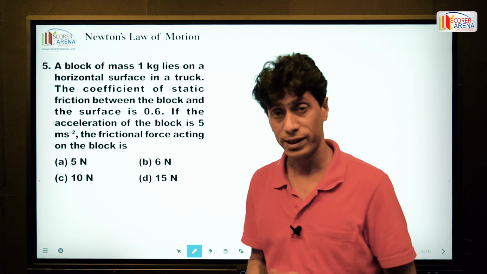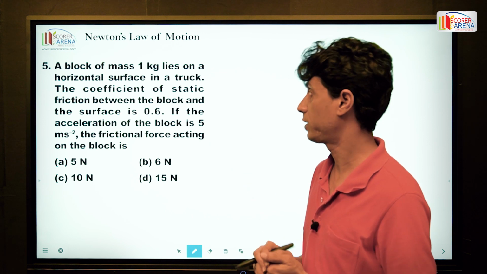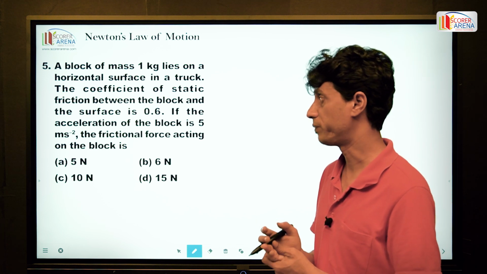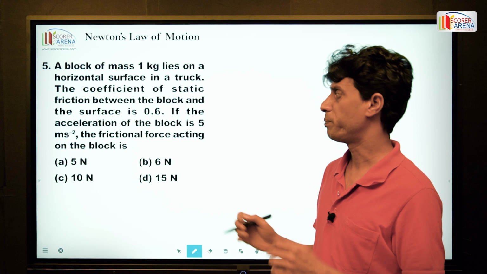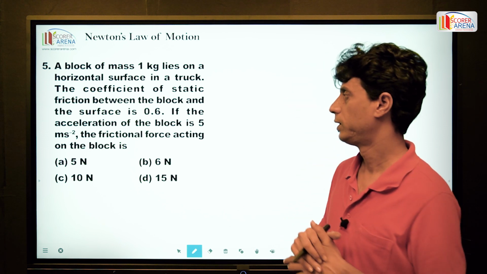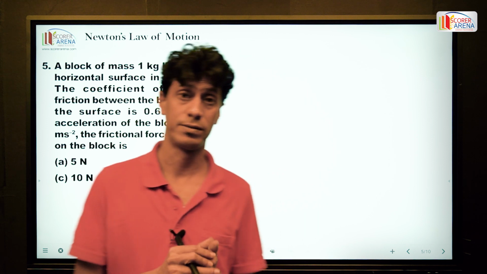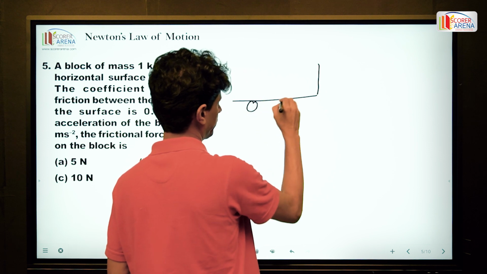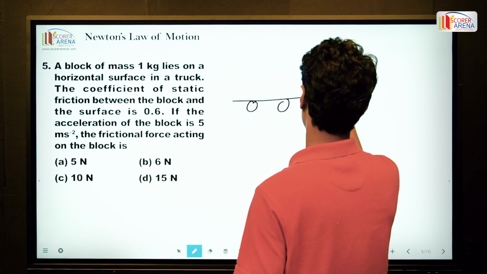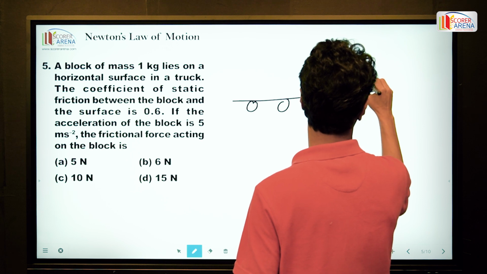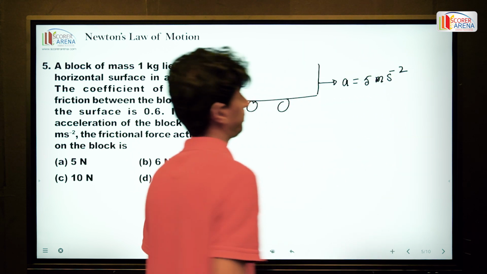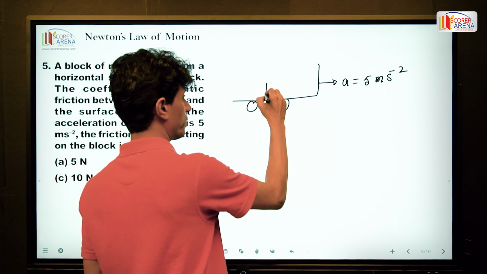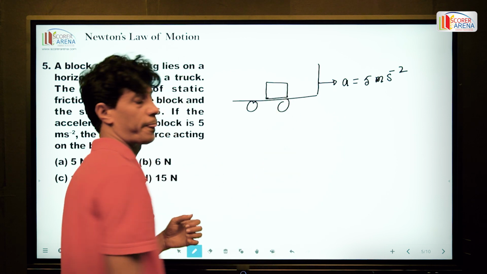A block of mass 1 kg lies on a horizontal surface in a track. The coefficient of static friction between the block and the surface is 0.6. If the acceleration of the track is 5 meter per second squared, the frictional force acting on the body is? A track is moving with an acceleration a equal to 5 meter per second squared. A block of mass 1 kg is placed over the horizontal surface of the track.